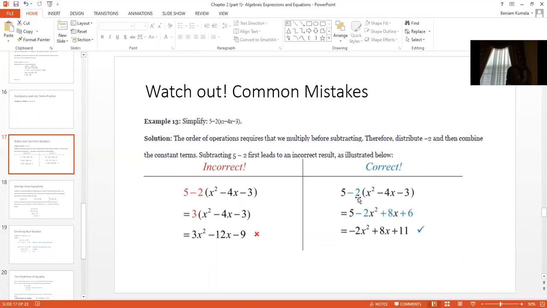So the -2 is supposed to be distributed to x squared and -4x and minus 3 to get -2x squared plus 8x plus 6. Then you add the 5 to the 6 and you get 11. So this is the correct way to do it. Remember PEMDAS whenever you see something like this. It's a common mistake.